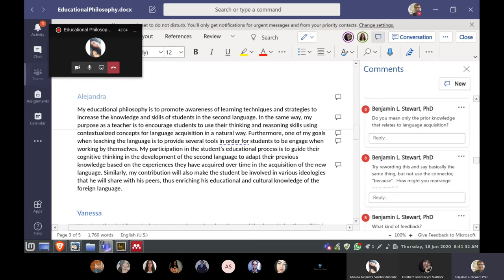Know that contribution also can be a verb. So I contribute, you could say that, and then involve in various ideologies. Want to make the students be involved in various ideologies. I'm not sure I follow exactly what you mean. Ideologies is very much an individual approach to learning. So I'm not sure. I would take another look at that. That will share with their peers. Right. I would try to state this a little bit more plainly, just what it is that you want to say. What do you want them to share with their peers? And again, not what they will do, right, but what they do.